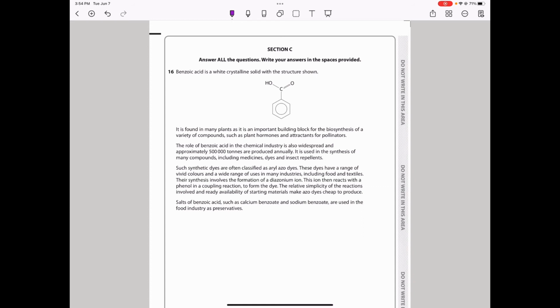Such synthetic dyes are often classified as aryl azo dyes. These dyes have a range of vivid colors and a wide range of uses in many industries, including food and textile. Their synthesis involves the formation of a diazonium ion. This ion then reacts with a phenol in a coupling reaction to form a dye. Of course, you guys remember some of these coupling reactions. The relative simplicity of the reactions involved and ready availability of starting materials make azo dyes cheap to produce. Salts of benzoic acid such as calcium benzoate and sodium benzoate are used in the food industry as preservatives.